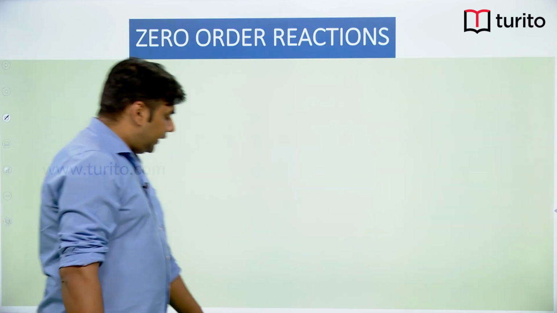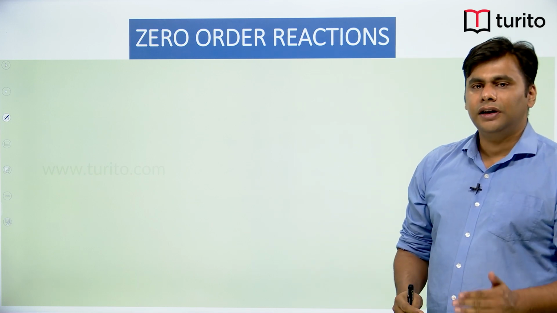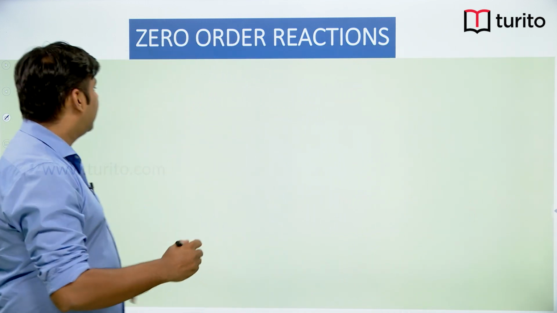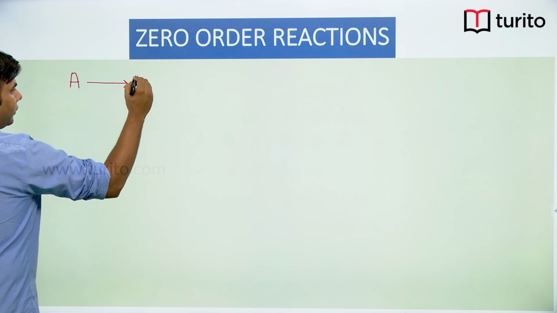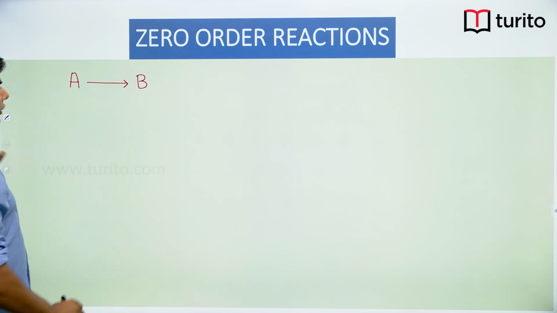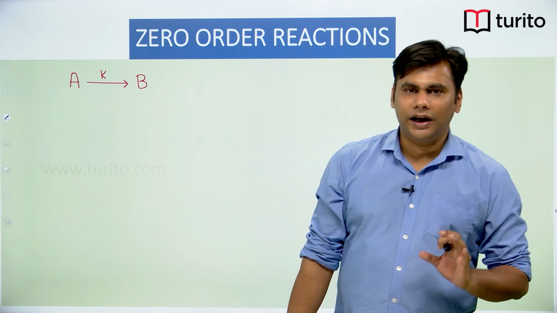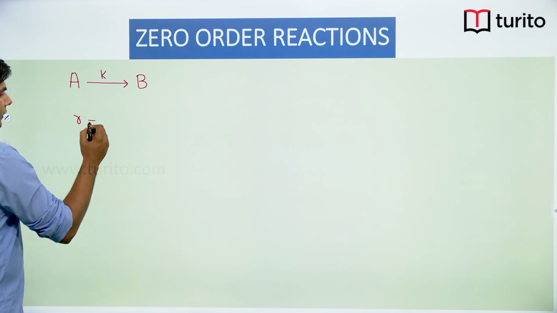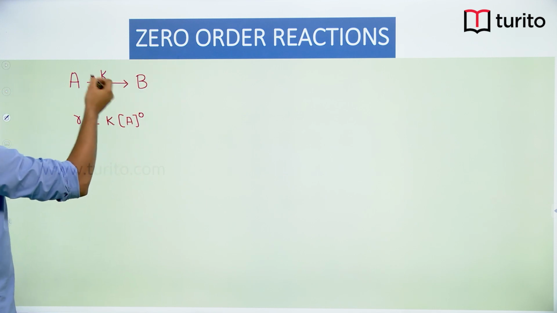Now let us first discuss a zero order reaction. Okay, what exactly is zero order reaction and how we'll write its rate differential equation as well as integrated equation. Okay, so let us assume that there is this reaction A changing into B. Okay, suppose this reaction is proceeding with a rate constant of say K. Okay, now let us assume that this reaction is a zero order reaction with respect to reactant A. Okay, so basically we will write the rate as K into A raised to power 0 because we are saying that it is a zero order reaction.